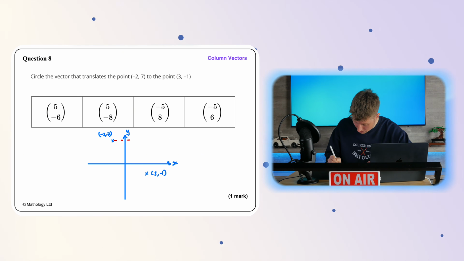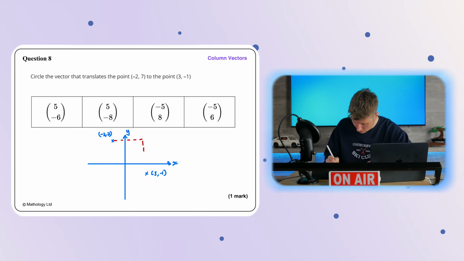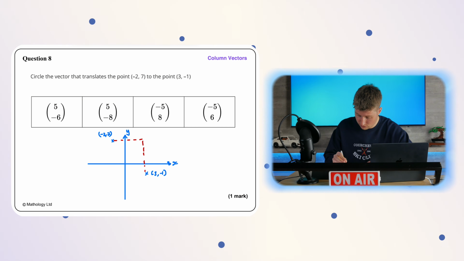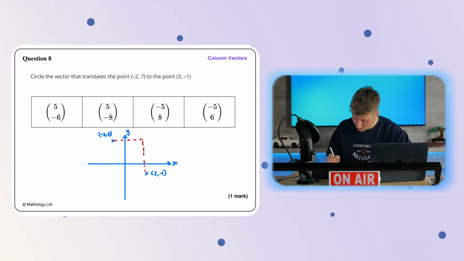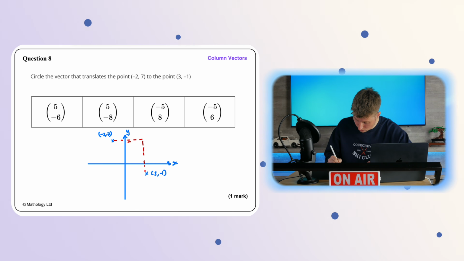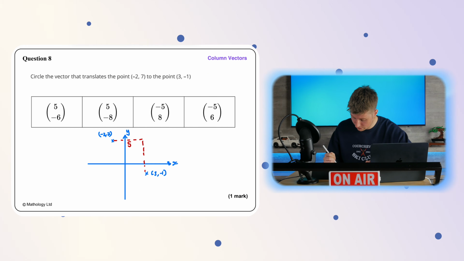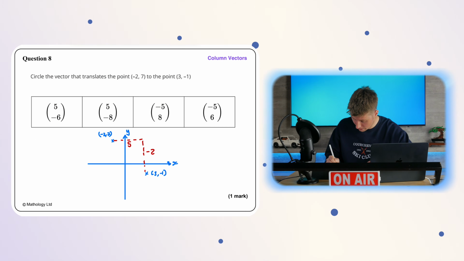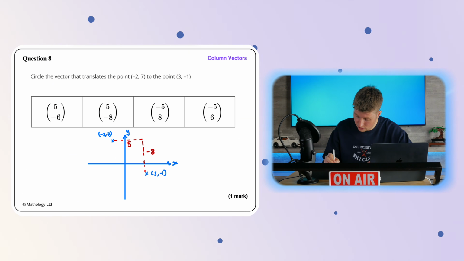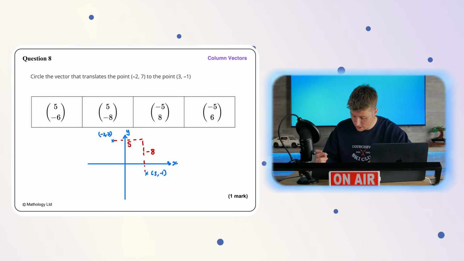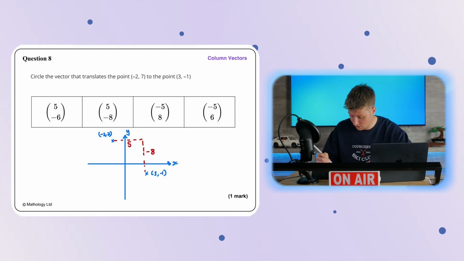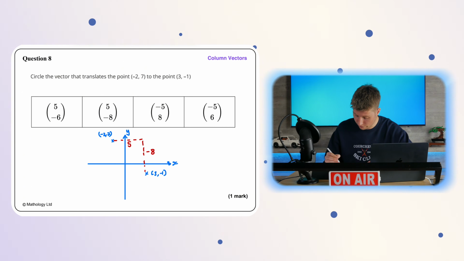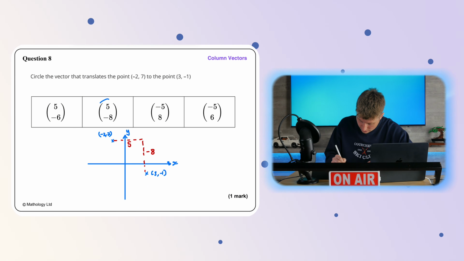So we need to think how many units do we go along and how many units do we go down by. So we've gone from -2 to 3, so that's gone along by 5, and we've gone from 7 to -1, so we've gone down by 8, so that's going to be -8. So the top number in column vectors represents the x translation, and the bottom number represents the y translation. So we've got 5, -8, so this is the one we're going to circle.